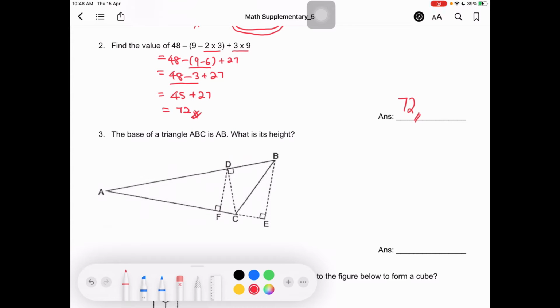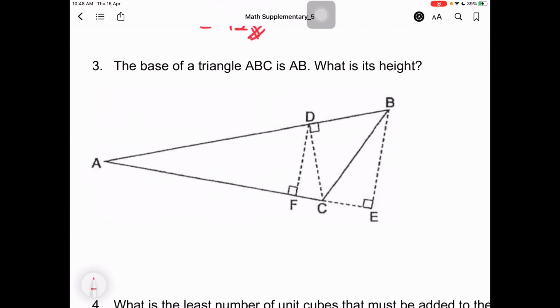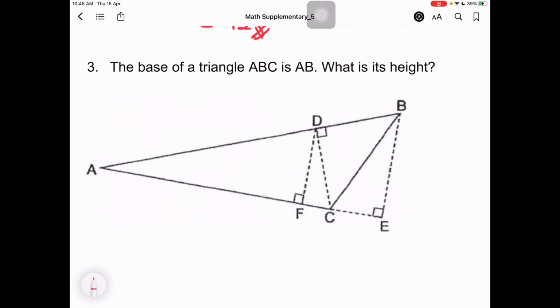Question 3, you do not have the diagram. So can you pause the video right now and I zoom the diagram for you and you try to solve it before I go through.